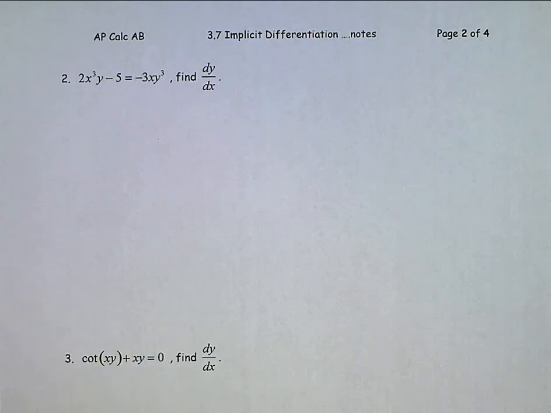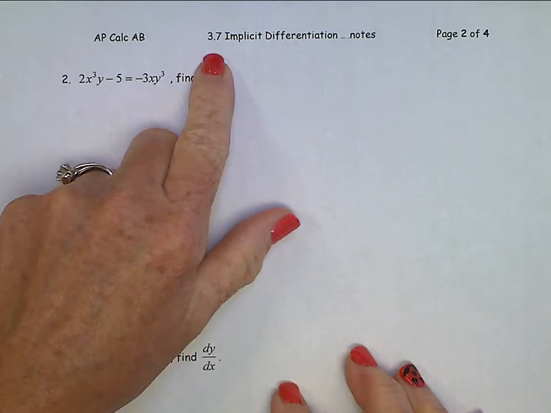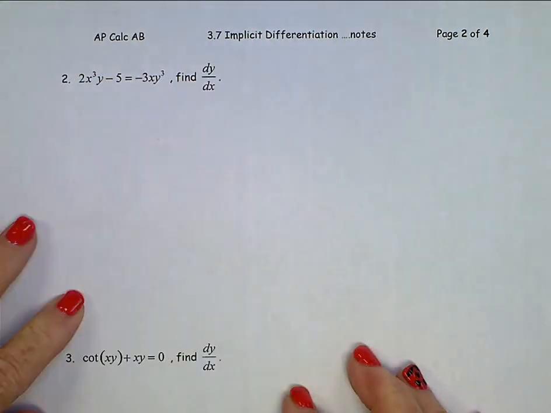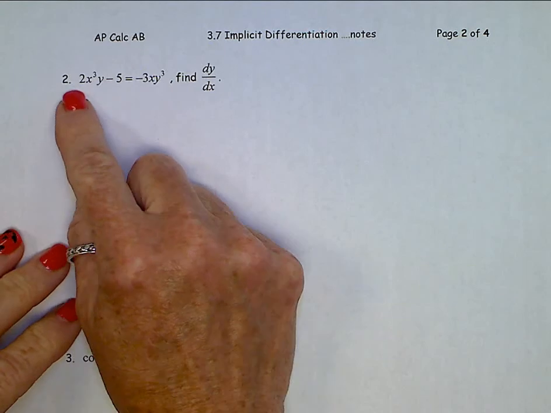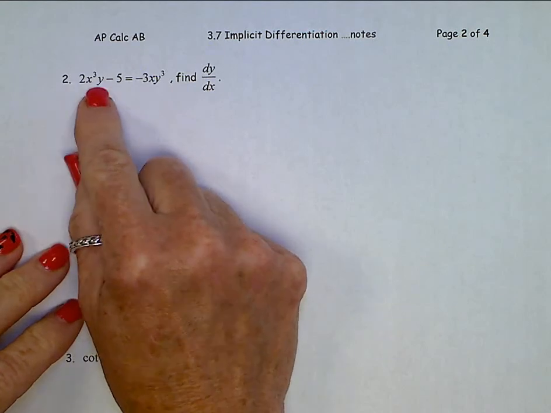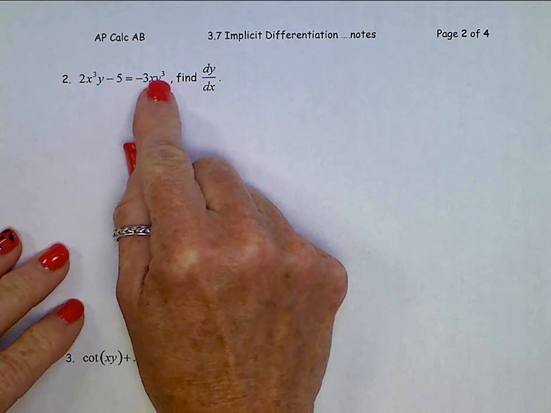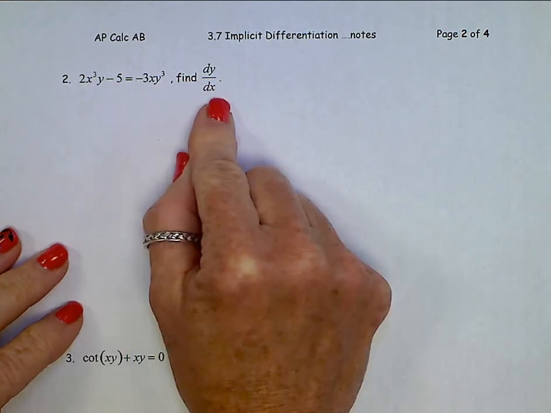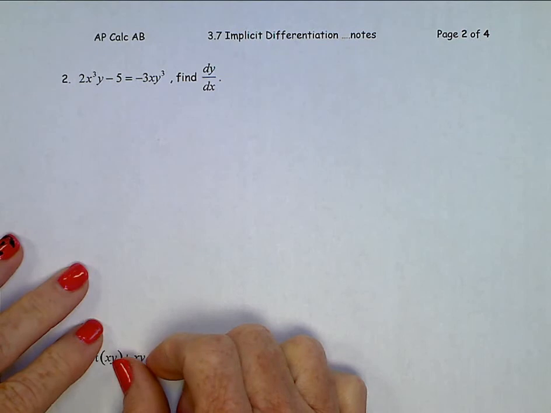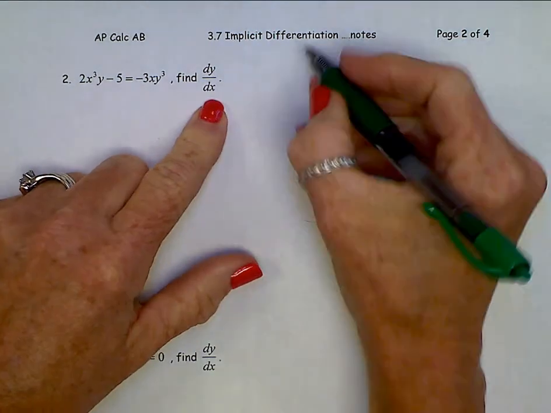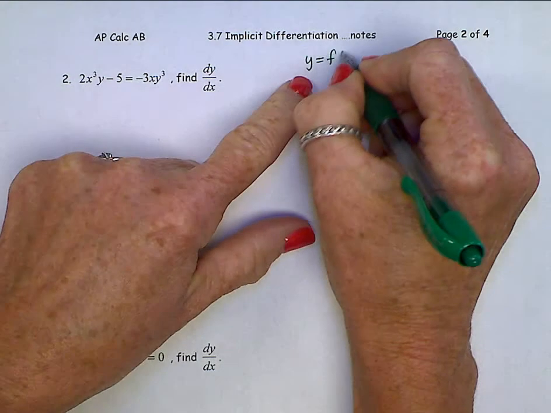Okay, we are still working in implicit differentiation, section 3.7, page 2. And here's our first one right here: 2x cubed y minus 5 equals negative 3xy cubed, and I want you to find dy dx. So we're remembering, kind of tucking it away, that y is some f of x.